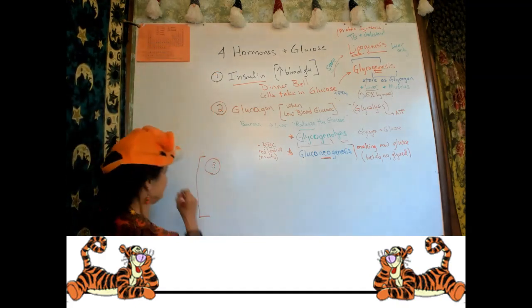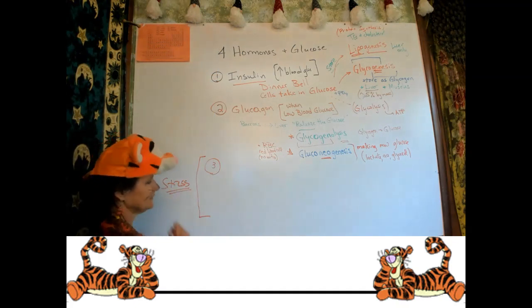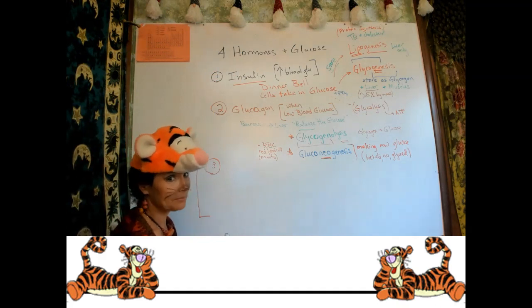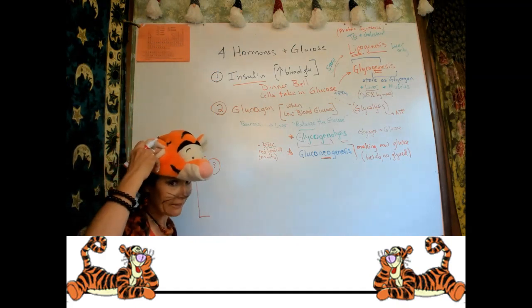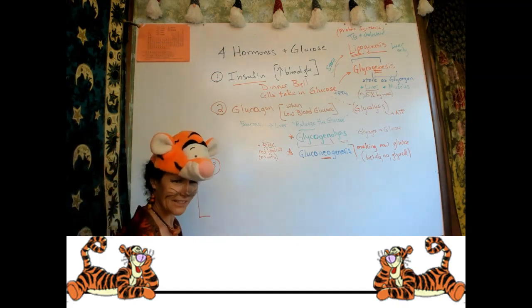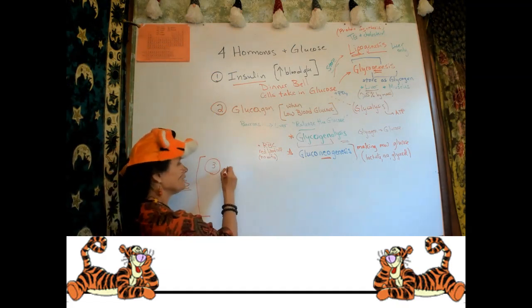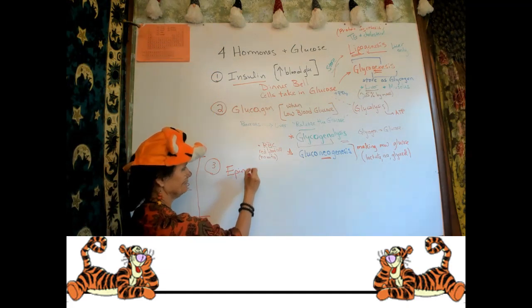So 3 and 4 are stress. When you're stressed, Tigger shows up and you're like, ah, it's Tigger. Some people are afraid of Tigger. You shouldn't be. Tigger's so sweet. But you have stress, whether it's real or imaginary. Hopefully I'm not freaking anybody out. None of you have a Tigger fear? Okay. You are going to release epinephrine, which is also known as adrenaline.